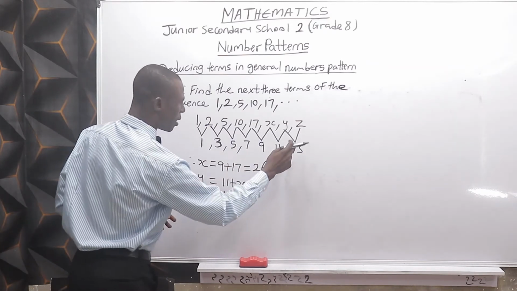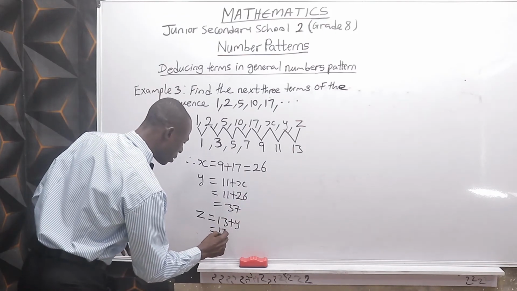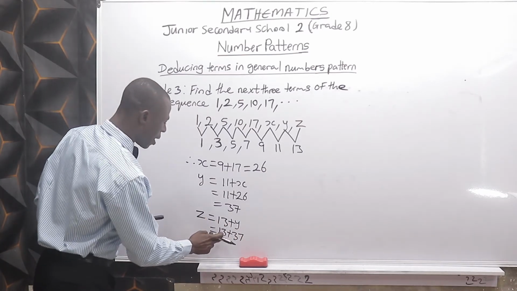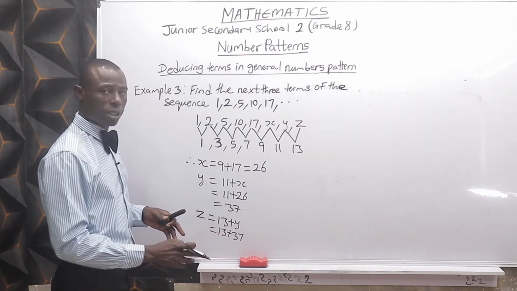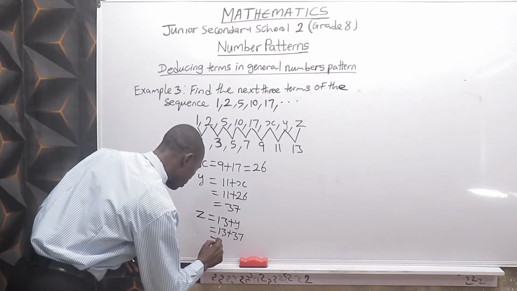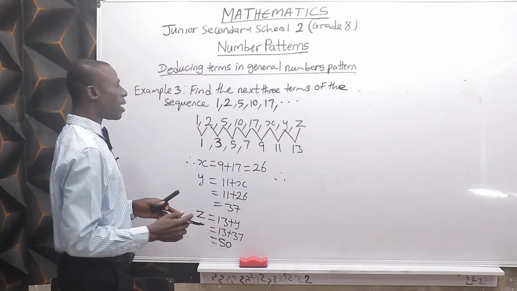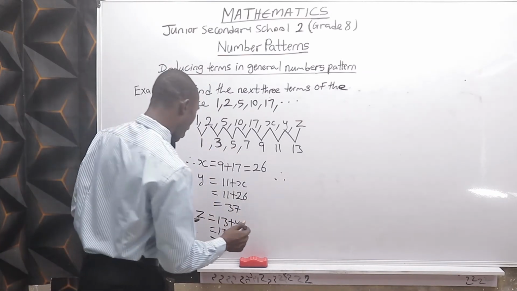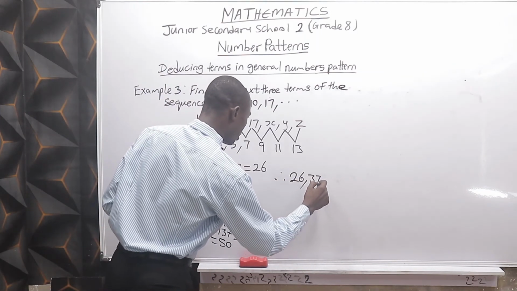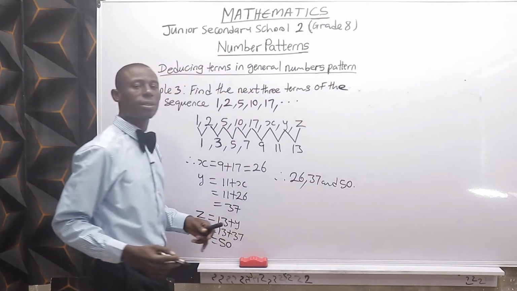The last one, which is z, will be 13 plus y, which is 13 plus 37. Add 3 to 37, that gives 40. 40 plus the remaining 10 here, that is 50. So that is 50. Therefore, the next three terms here are 26, 37, and 50. So that is it.